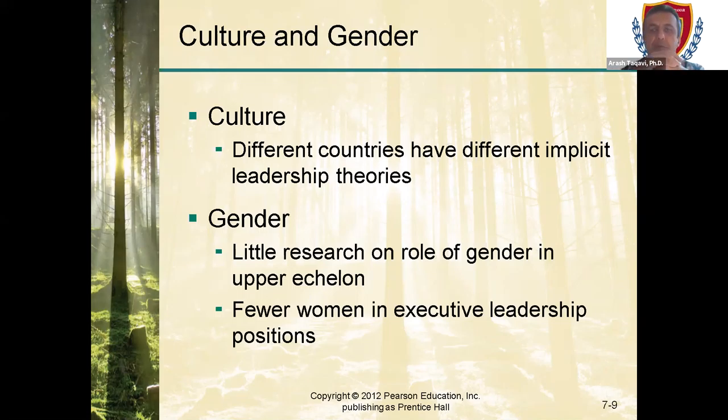Different countries have different implicit leadership theories. You see that this type of leadership, for example in America, needs some democratic basis of leadership in an organization. For example, anti-racism, freedom of speech, pursuit of happiness, and antitrust laws, which are very important for a capitalistic system. Yes, it's very important.